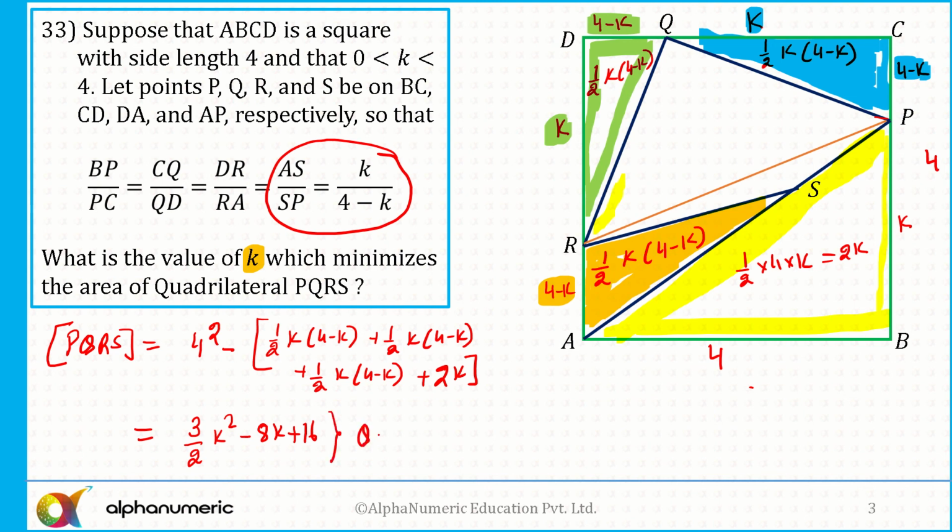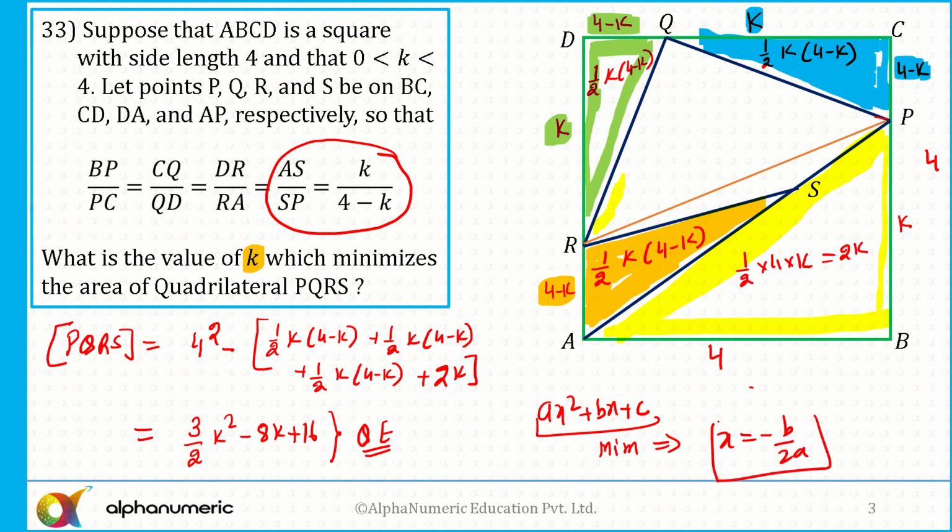Which is nothing but a quadratic equation. Okay, so there are different ways. I need to find the minimum value of this quadratic equation. Either you can go for differentiation, or we know that for any quadratic equation in the form of ax square plus bx plus c, the minimum value always exists at x equal to minus b by 2a, isn't it?